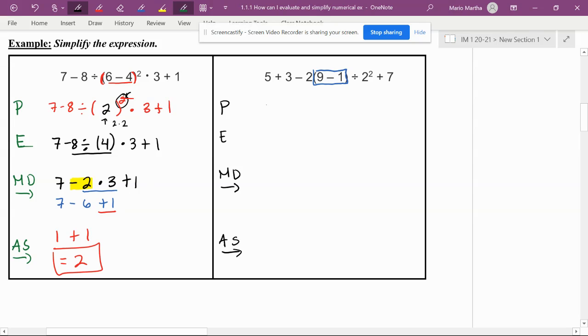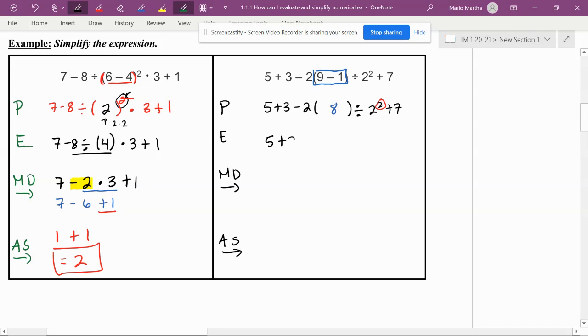So 5 plus 3 minus 2, parentheses. We do the operation that's in there, which in this case it's 9 minus 1 is positive 8. And then everything else stays the same again. Divided by 2 squared plus 7. Our next step is to check for exponents. And if you guys notice, there's an exponent right there again. So everything else stays the same again.